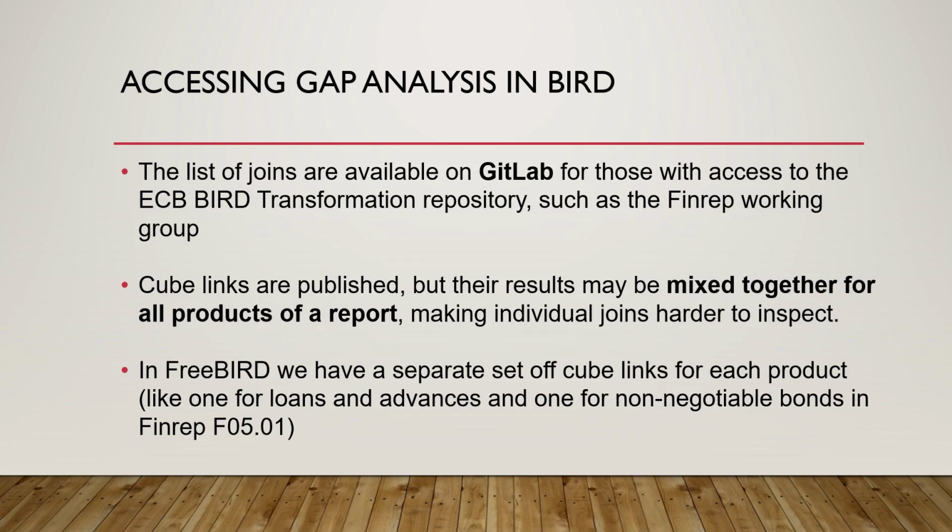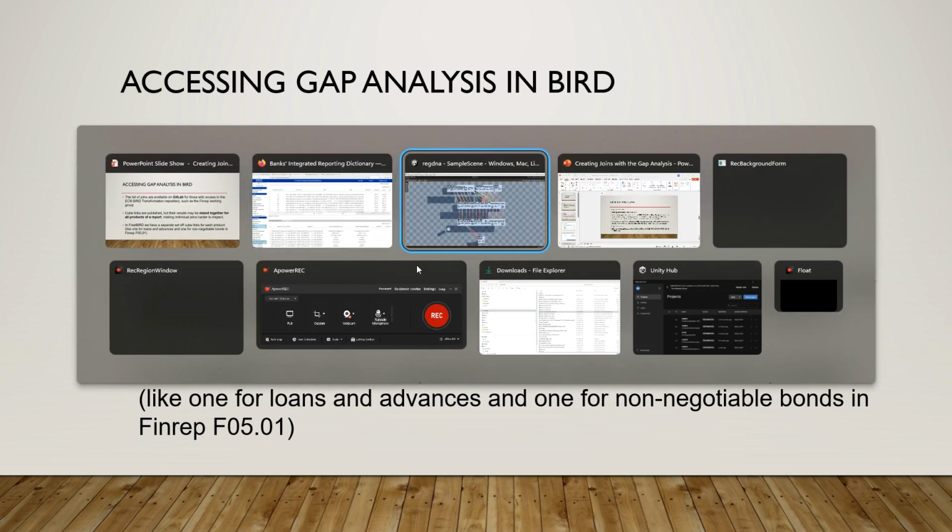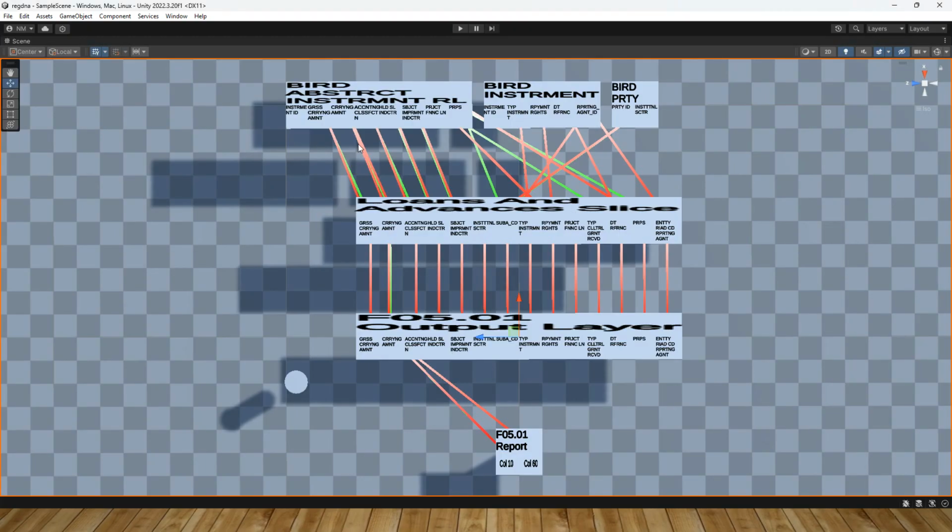However, in FreeBird we've separated that, so we have one set of cube links for each product, like one for loans and advances and one for non-negotiable bonds, again per report. So if we look at our visualization, these lines in red, loans and advances to this input table is one cube link, and then to instrument is another, and to bird party is another. And these red lines relate to the cube structure item links, to actually link columns. Let's click on one. Carrying amount here goes to carrying amount there.